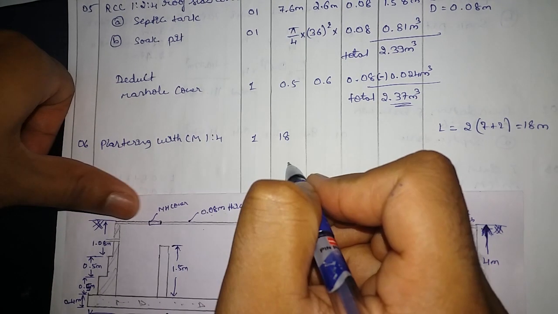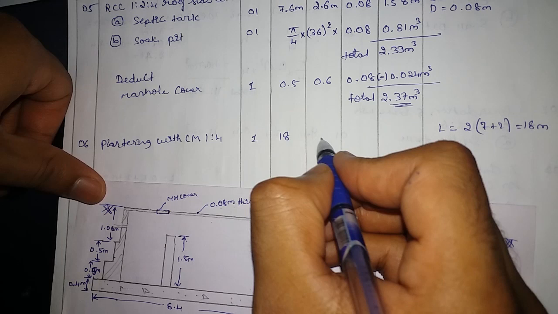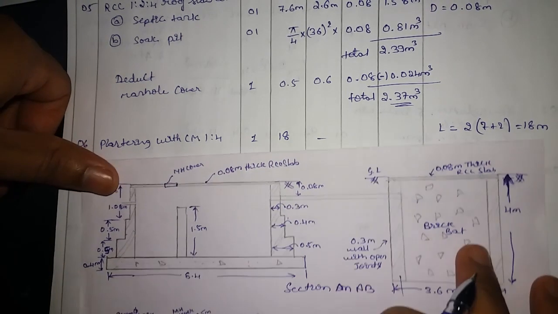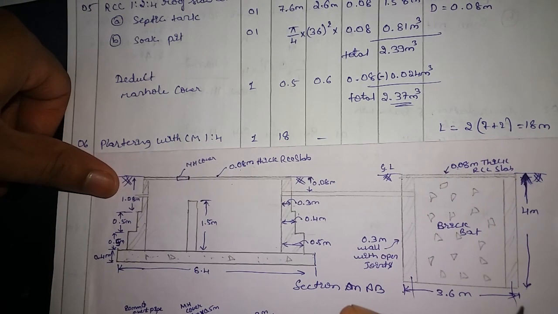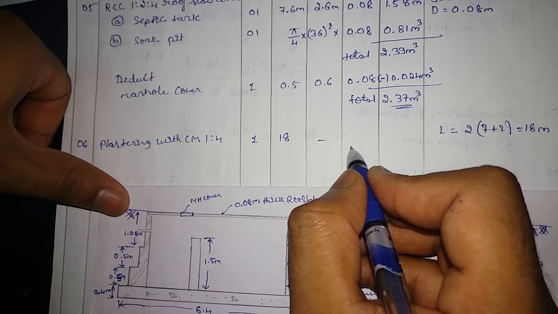So 18 meter as directly substitute. You can also find out by using the short wall and long wall method. So next, breadth. While going for the plastering, we won't consider its breadth. And we can go for finding out the depth.